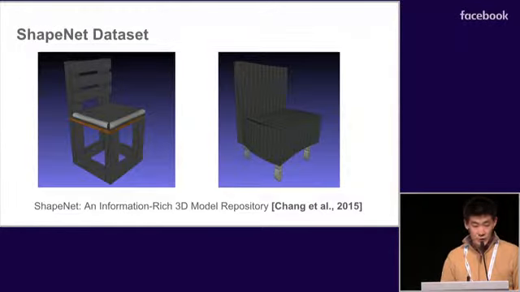For this work, we use the ShapeNet dataset to train our network. ShapeNet is a large-scale dataset of 3D objects consisting of around 50 categories and 50,000 unique 3D models. These models, however, have different topologies, and there's no correspondence information between any two shapes.